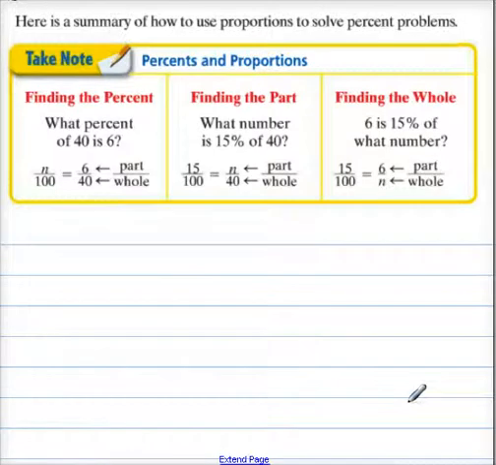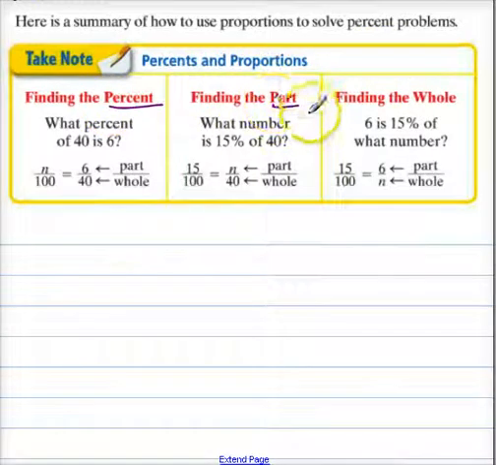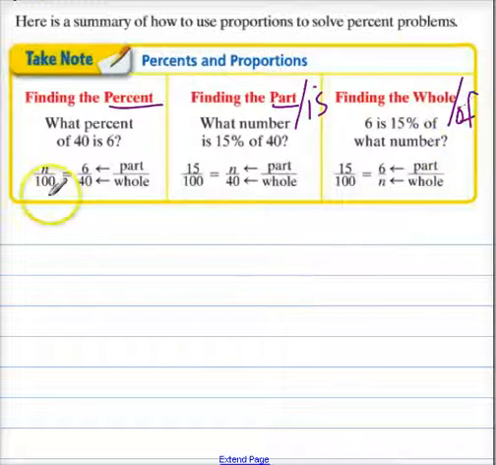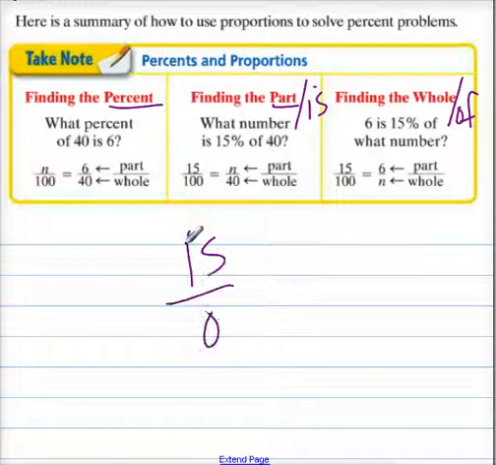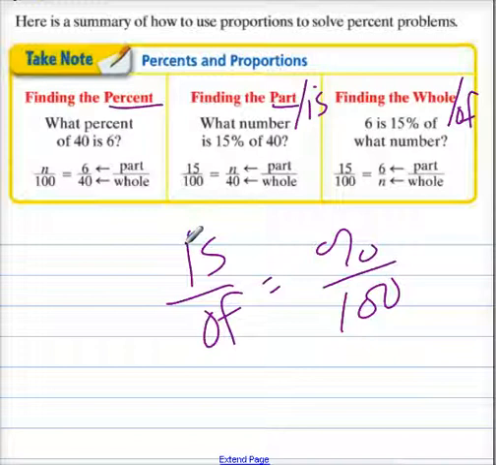All right, so in summary, with percents and proportions or percent problems, sometimes we're finding the percent, sometimes we're finding the part, which is the is. Make sure you have that in your notes. And sometimes we're finding the whole, which is the of. Okay? So as long as you can use our is over of equals percent over 100, you should be able to solve these proportions.